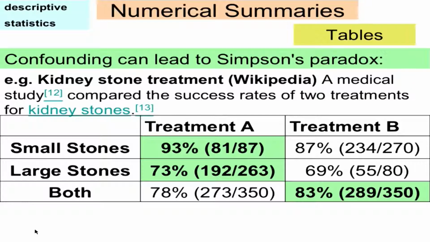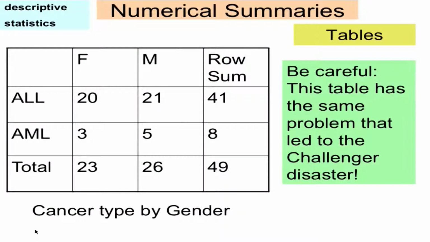Okay. So here's another example from the same study of another thing that happens with tabular data. So this is the patients tabulated by gender. Okay. And things look pretty equal, right?